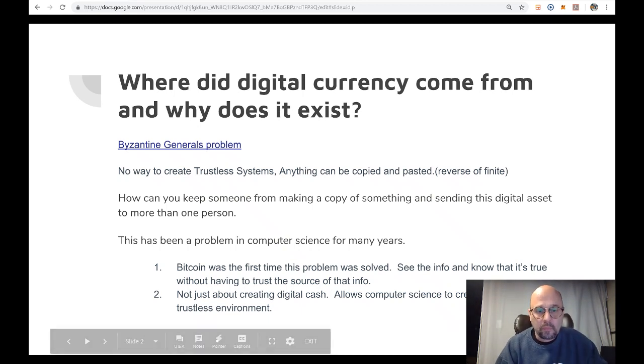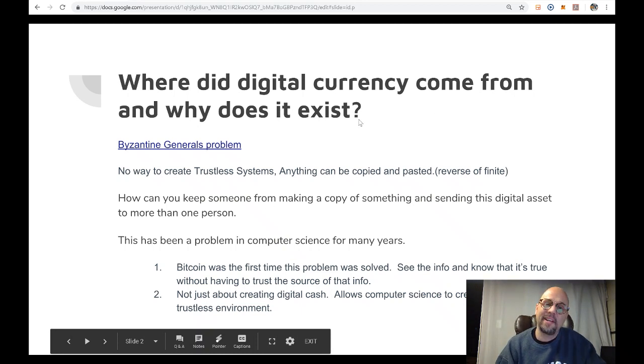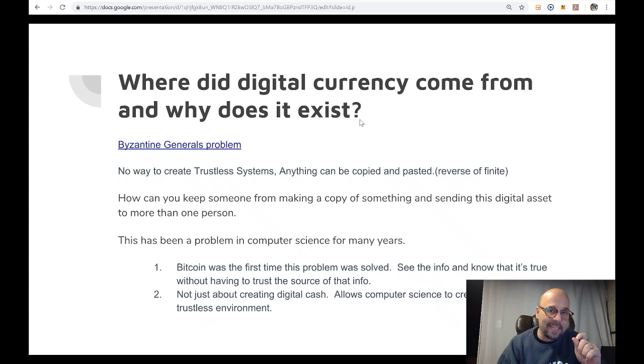All right. So hopefully everybody has a pretty good understanding now of what a digital currency is, or, you know, where did this concept of a digital currency come from? Why does it exist? Again, we want to provide trust in a trustless environment. We want to fix this Byzantine generals problem. So how are we going to go about doing that?